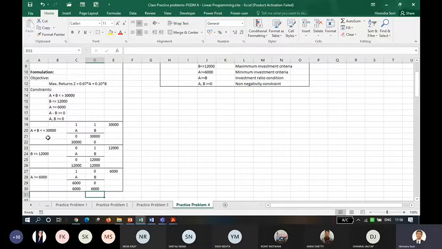Next is this one. Just for formatting, I am putting it in as it is, and I will take this equation A minus B.